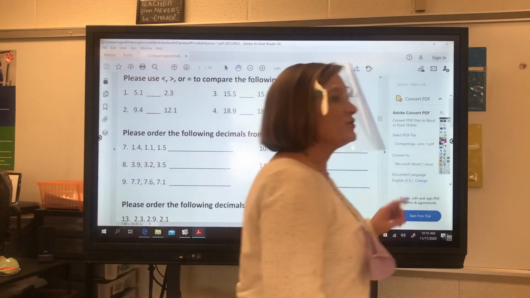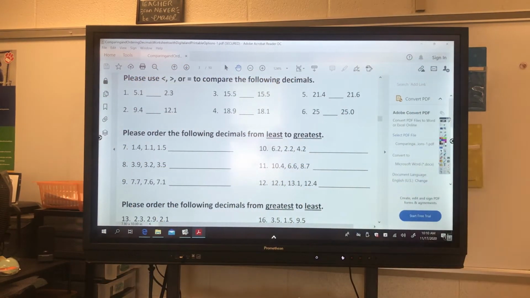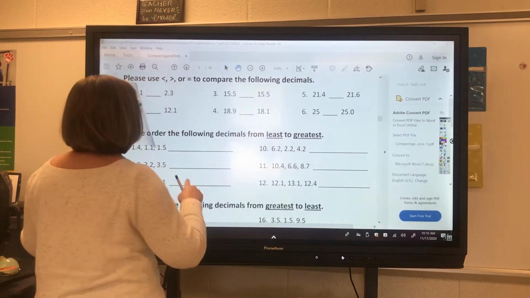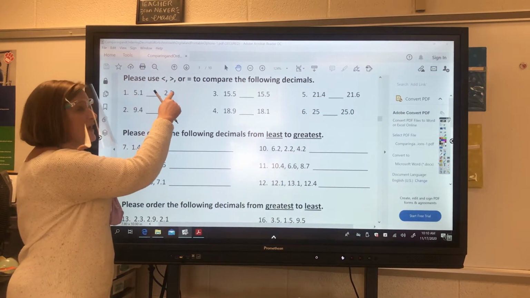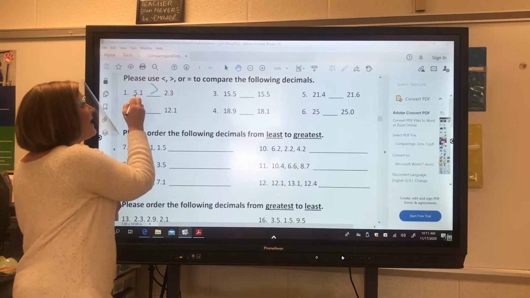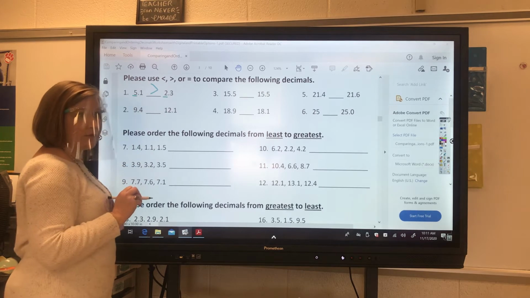All right. We are going to use a less than, greater than, or equal to symbol to compare these numbers, okay? And most of these you can do without putting them vertically, okay? So we have 5 and 1/10 is what to 2 and 3/10? Greater than. Because 5 is greater than 2, okay?